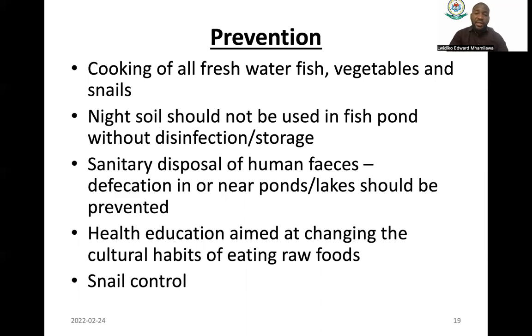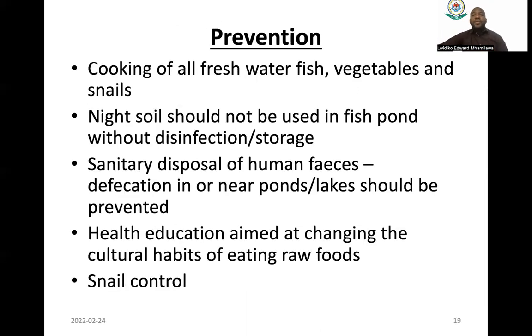And this is an important thing. We all have these campaigns, even in Tanzania, "nyumba ni choo." So having a toilet is good. Don't poop near lakes. People should be health educated to change these habits, either eating raw foods or preparing these raw foods well, and snail control.